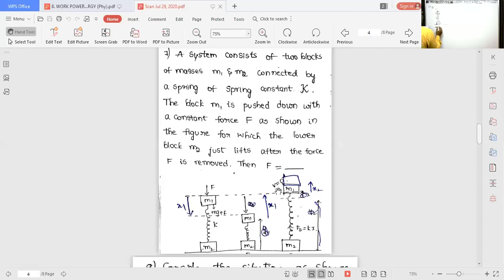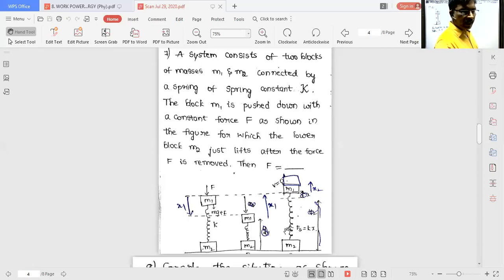For the load M2 to be lifted, F minimum is equal to question mark.